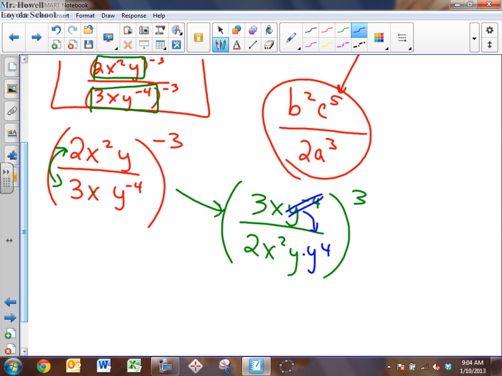So we take the negative 4, move it down as a positive 4. This becomes a positive 5. And just kind of get rid of that now. Okay? All right, let's keep going now. Now we can distribute that 3, right?